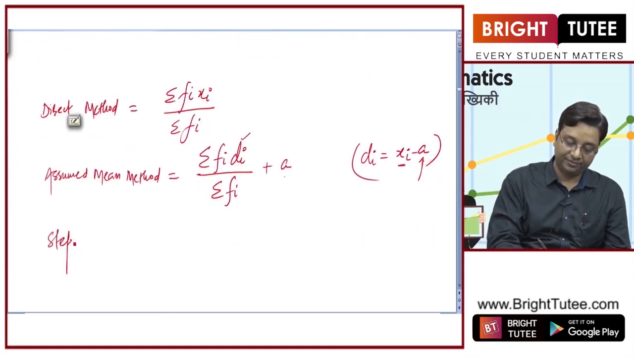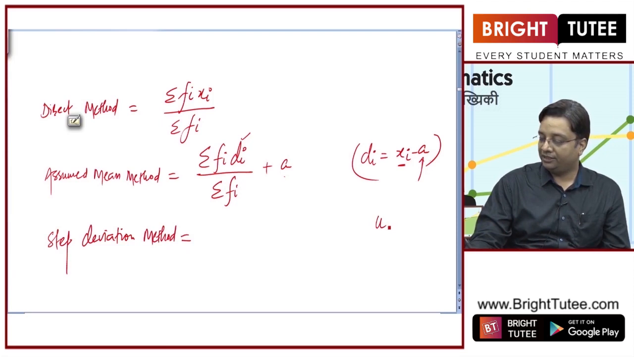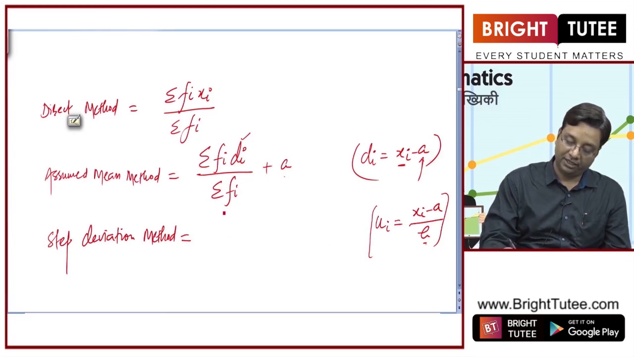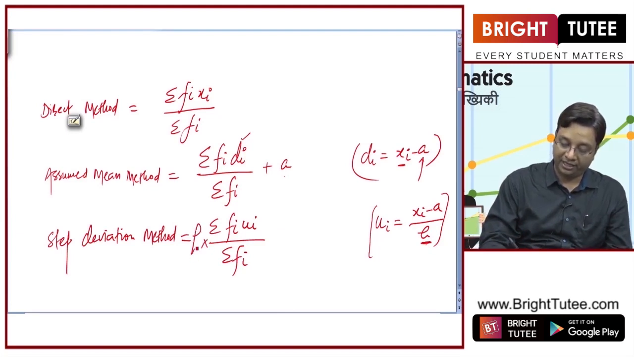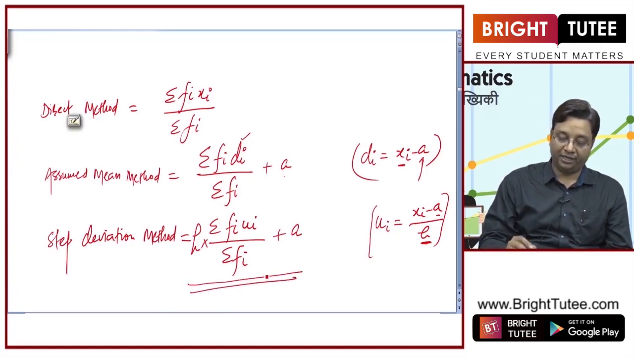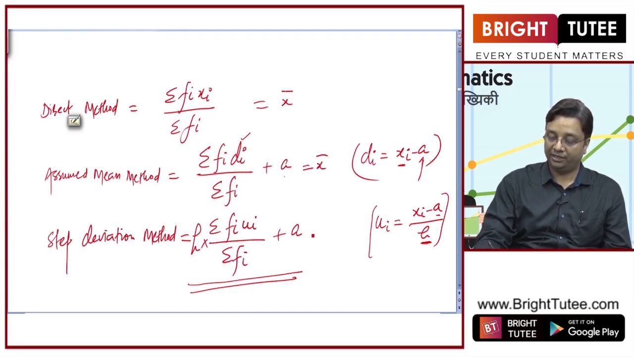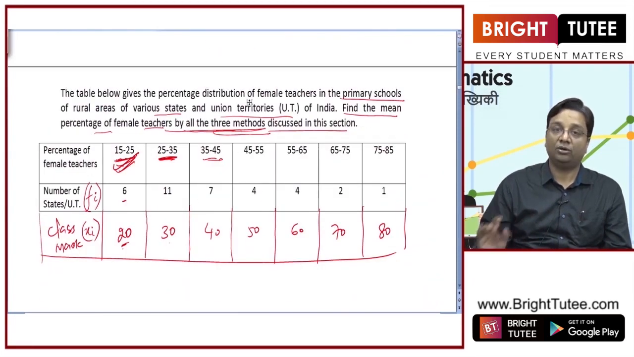And what was the step deviation method? We calculated, let us say, ui as xi minus a by h. We divide each entry by h now. So, let us consider it as ui. So, we will calculate sigma fi ui divided by sigma fi. Now, we have divided each entry by h, so we have to multiply it by h, and we have subtracted a from each entry, so we will add a finally, which I have proved in my introduction part also. So this will give me my mean. These all are giving me x bar, which is the arithmetic mean. So I've got three methods, and I'll utilize these methods as per my need. For this question, I'll utilize all three methods.